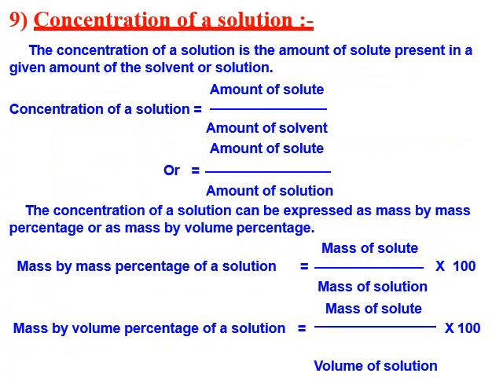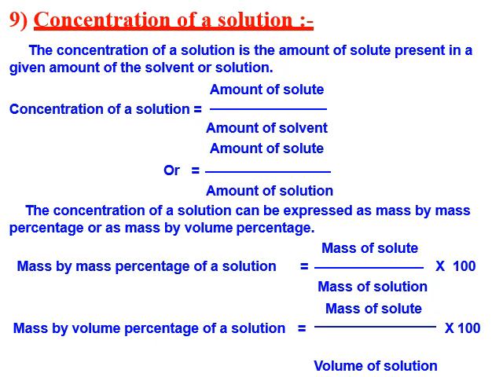Concentration of a solution is the amount of solute present in a given amount of solvent or solution. So how can we calculate the concentration of a solution mathematically? In terms of solvent, concentration of solution is equal to amount of solute divided by amount of solvent. Or in terms of solution, we can define it as amount of solute divided by amount of solution.